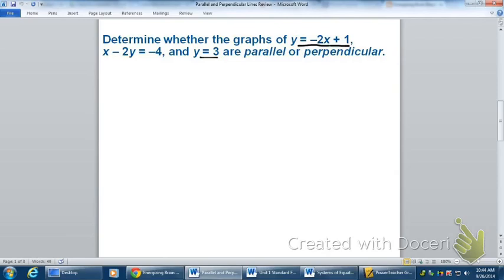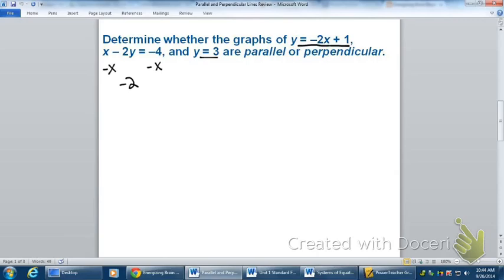Now, x minus 2y is equal to negative 4. That's not in slope-intercept form, so we don't know what the slope is. So we need to get it in slope-intercept form. Okay? So let's solve for y. I'm going to subtract x from both sides.